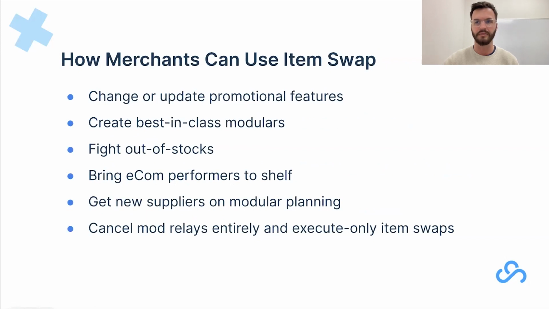Okay, so again, it's about merchants, right? How they can use this: they can change or update promotional features, right? This is a big thing, as we were talking about before with seasonal items and the like. They want to be able to create best-in-class modulars, again with that flexibility. They want to be able to fight out of stocks, to keep their stores constantly stocked, to have their shelves full of items. They want to bring e-com performers to shelf, right? So that's another complicated part of the process.